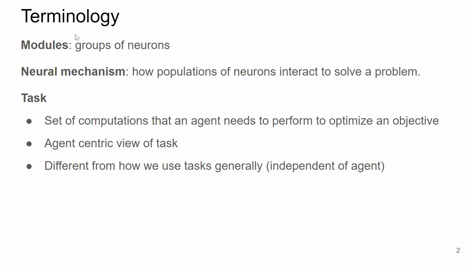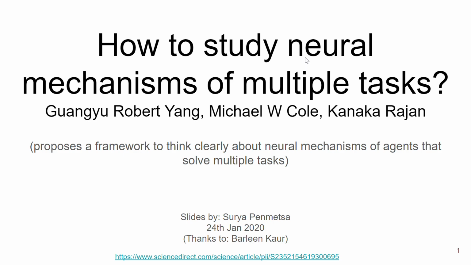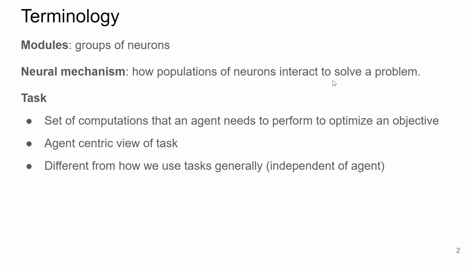So before getting into the paper, when we say studying neural mechanisms of multiple tasks, what do we mean by neural mechanisms and what do we mean by tasks? So the paper defines modules as groups of neurons. It defines neural mechanism as how populations of neurons interact to solve a problem, and they define tasks in a slightly weird way. They call a task a set of computations that an agent needs to perform to optimize an objective. So it's talking about computations that an agent needs to perform.